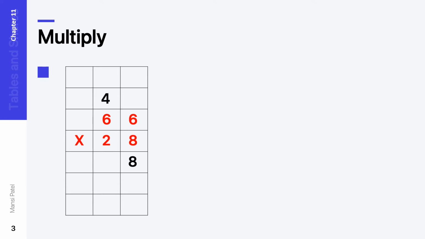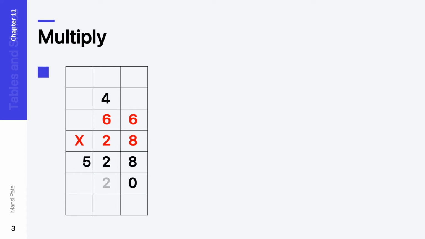Now 8 sixes are 48. 48 plus 4 is 52. So this is the multiplication of 66 multiplied by 8. Now we have to multiply by 2. Now you can see here 2 is in the place of tens. That's why we have to put 0. And after that we are going to start the multiplication.